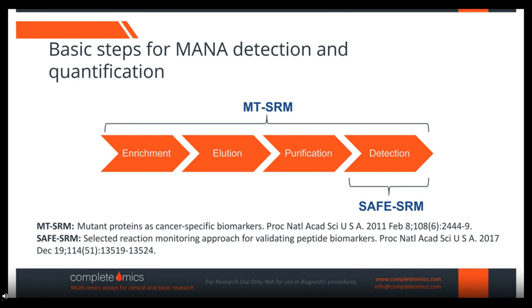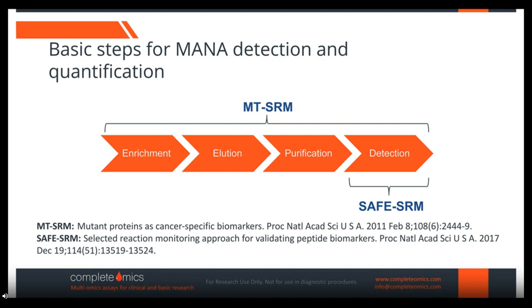Another important part of the MANA platform is called SAFE-SRM, which is another development that we recently published in 2017-18. It is a method that allows us to detect ultra low amounts of peptides from a variety of different samples, mainly plasma samples. By combining these two technologies together, with further optimizations, we developed this MANA-SRM detection method.